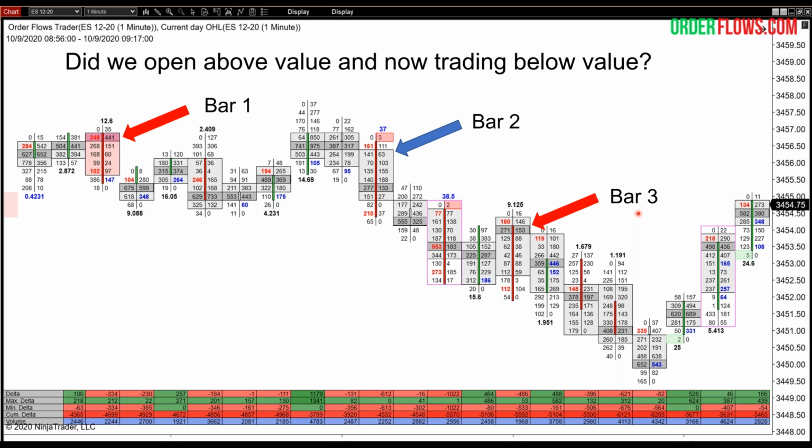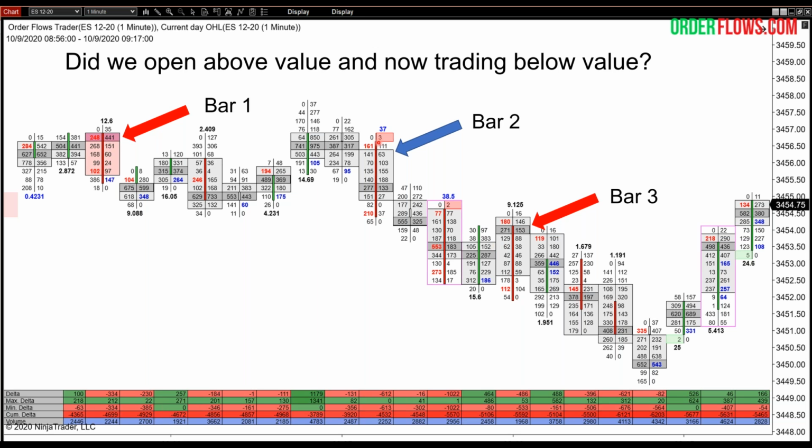Now, another way to use it is to look at it on a bar by bar basis. So there's 3 bars here, bar 1, bar 2, bar 3. Bar 1 and 3 are examples where the current bar opened above the previous bar's value area and closed below it, right? That's bearish. That was on bar 3, you can see here we opened up above the previous value area and closed below it.